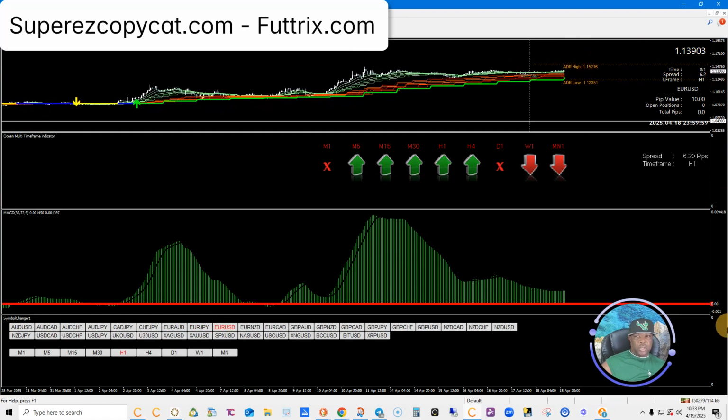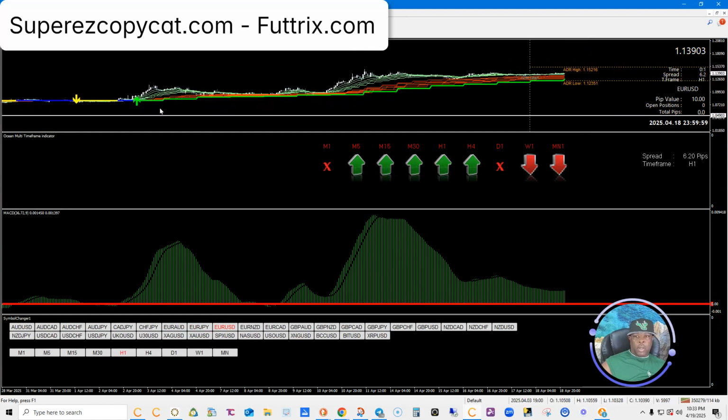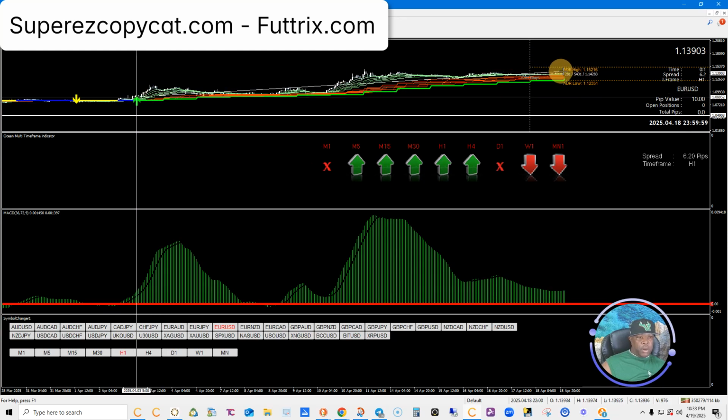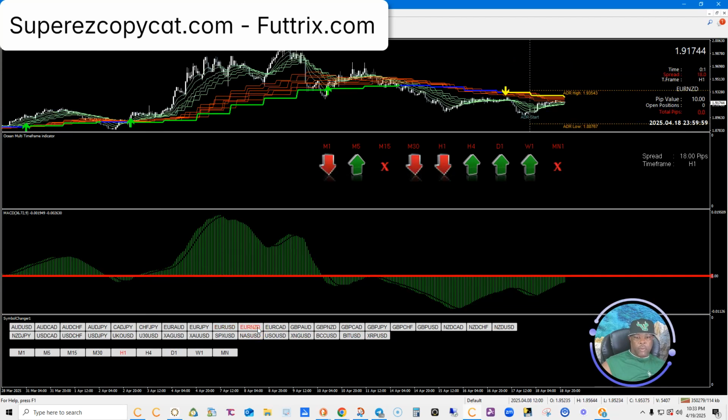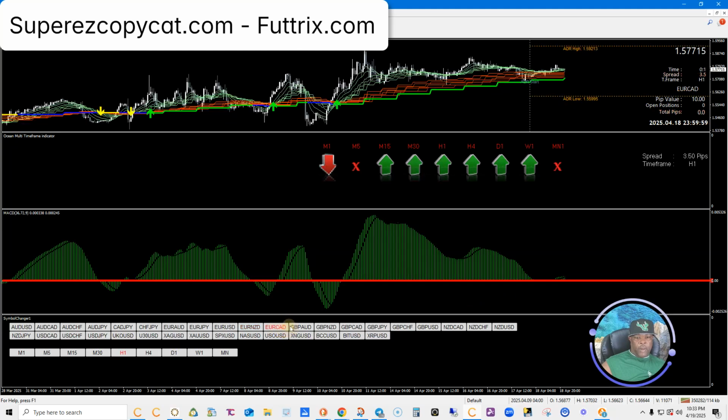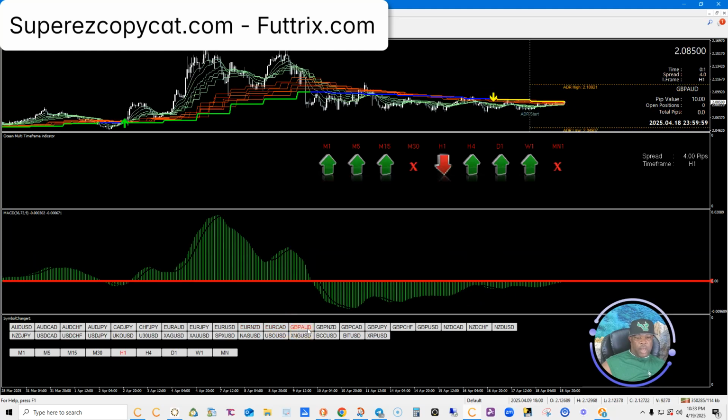So for an example, it doesn't look like much from here, but from here to up here, that was 543 pips. A lot of money right there. 543. So once it flips over to the other side, man, I'm looking to play it. A lot of money.